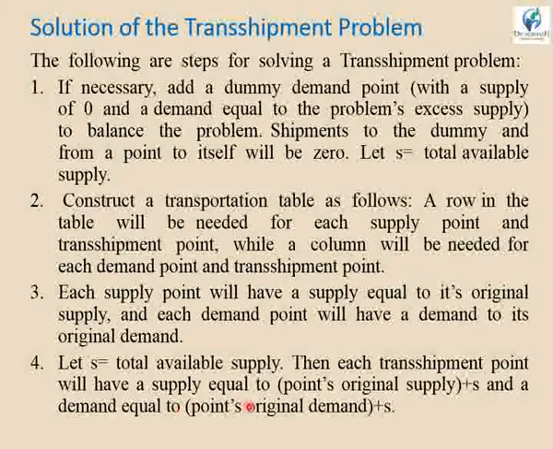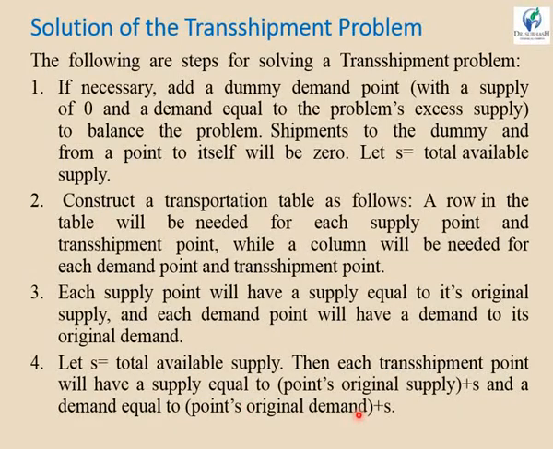Then let S be equal to the total supply. Then in case of a transshipment point, each transshipment point will have supply equal to its original supply plus the total available supply. So the supply points will have their original supply plus the total available supply added to each. Similarly, each demand point will have demand equal to its original demand plus the total available supply added to it.